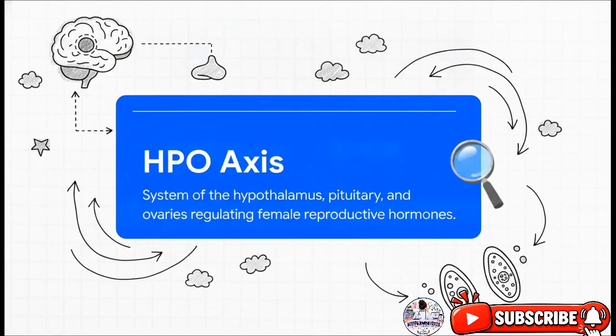First things first, let's define the HPO axis. This acts as the overarching biochemical command center for the entire reproductive cycle. It's an interconnected, incredibly sensitive communication loop between the hypothalamus in the brain, the anterior pituitary gland right below it, and the ovaries down in the pelvis. Every single phase of the menstrual cycle is dictated by this axis.